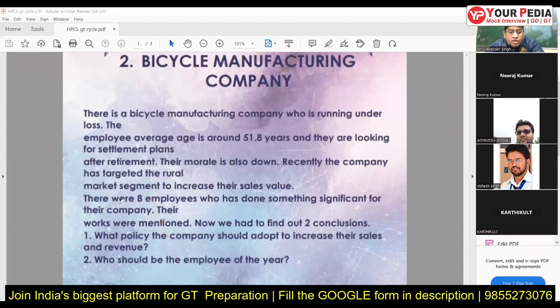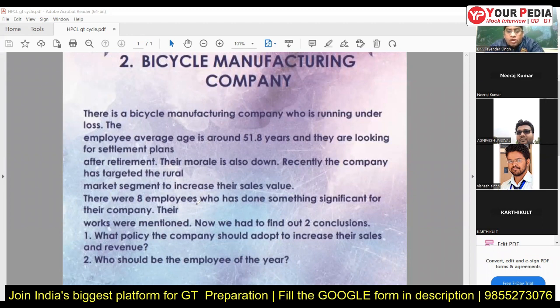Now, who should be employee of the year? Though in the actual group task of HPCL, he will tell you about these 8 employees and their backgrounds, let me tell you, there are different departments, like a production department, an R&D department, a sales and marketing department. So we need to make that employee the employee of the year who has contributed to the growth of the company, which the company actually needs as of now, and that is sales. So the person who has contributed to increased sales of the company should be the employee of the year.